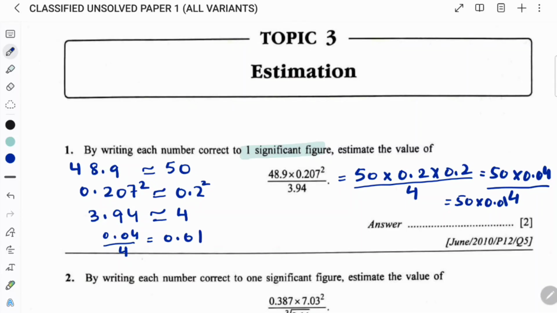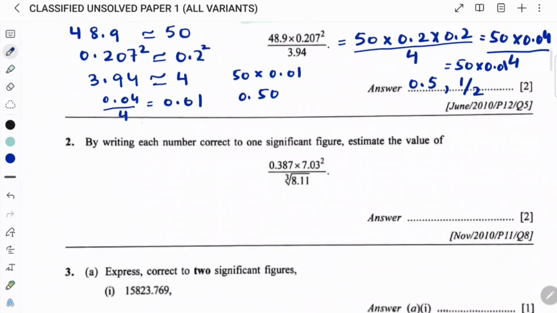Whenever you multiply, 50 times 1 is 50, with 2 decimal places, so we write down 0.50, either 0.5 or you can write down half for this. So this is the answer. We rounded off to one significant figure and then we estimated our answer. It is 0.5, or half, is the answer.